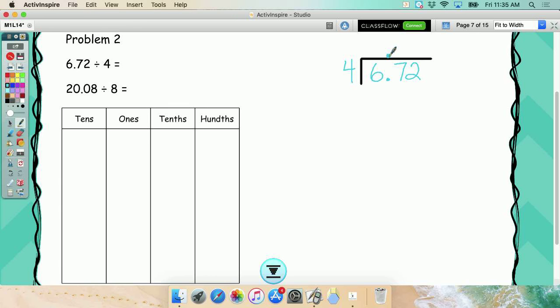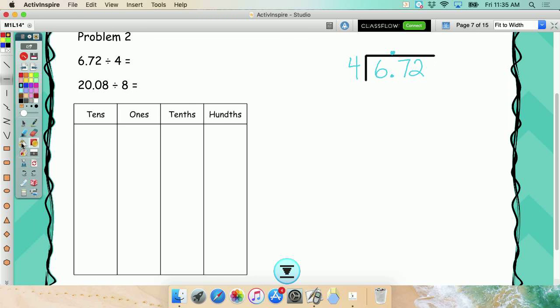So to get this set up, I need my straight line tool, don't I? And you need 2 lines. And then how many rows below the 2 lines? 4. And that means 3 more lines, right? Okay. So get it set up. And then we'll start dividing.